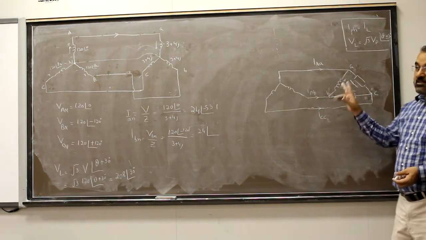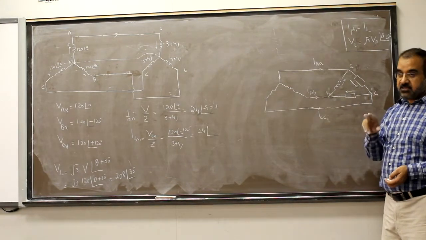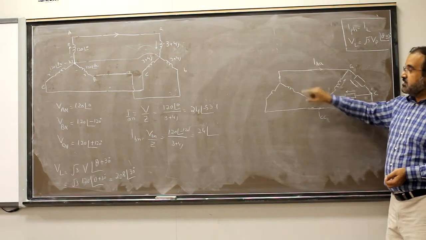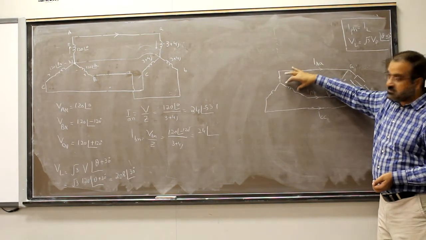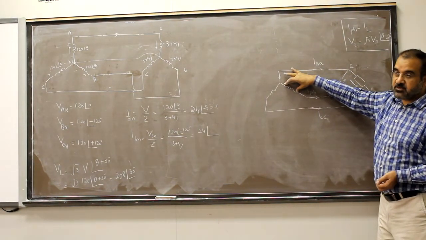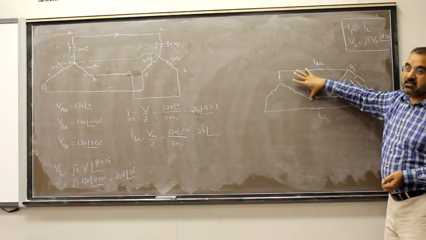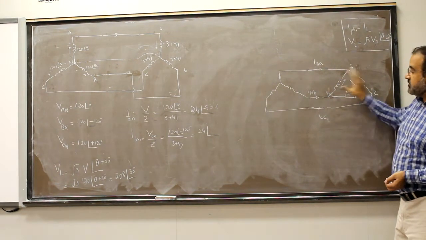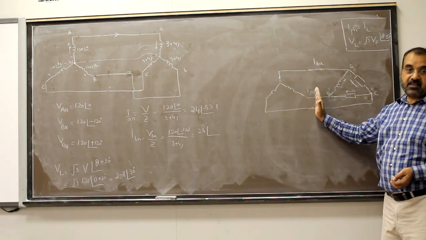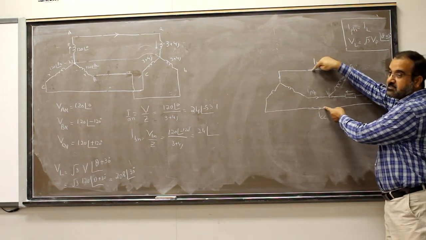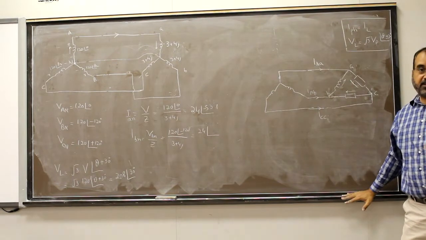But in case of voltages, this is phase voltage. This is phase voltage. This is line voltage. Up till here, line voltage. Here it is line voltage. And between these two, it is line voltage up till here.